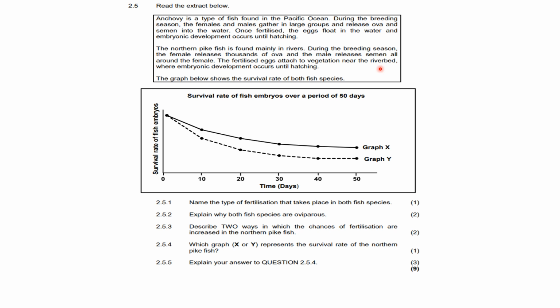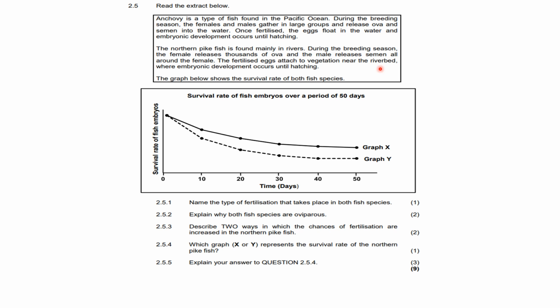Okay, then which graph X or Y represents the survival rate of the northern pikefish? Obviously, because the northern pikefish, you have the fertilized egg attaching to a nearby vegetation so that embryonic development can take place. It will be the one whereby the survival rate is high, and that's graph number X. So basically, graph X represents the survival rate of the northern pikefish species.